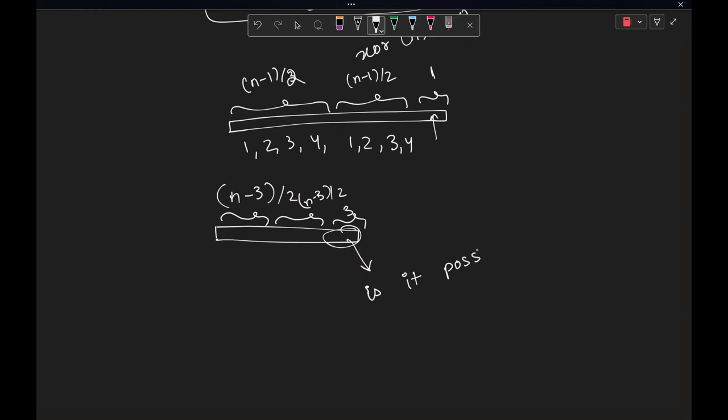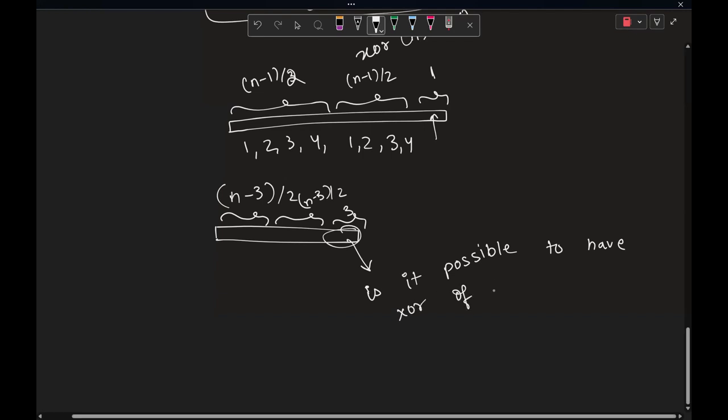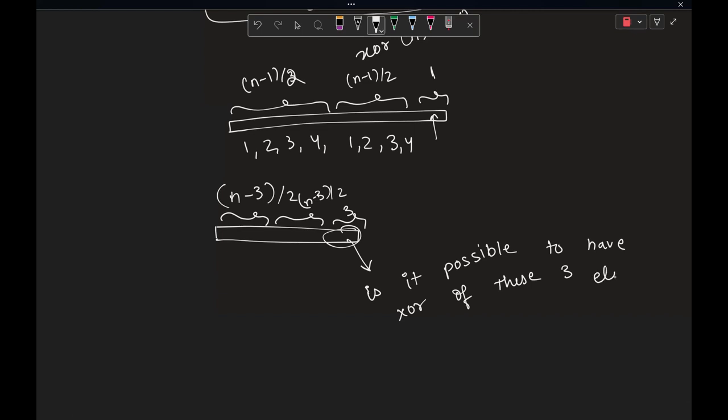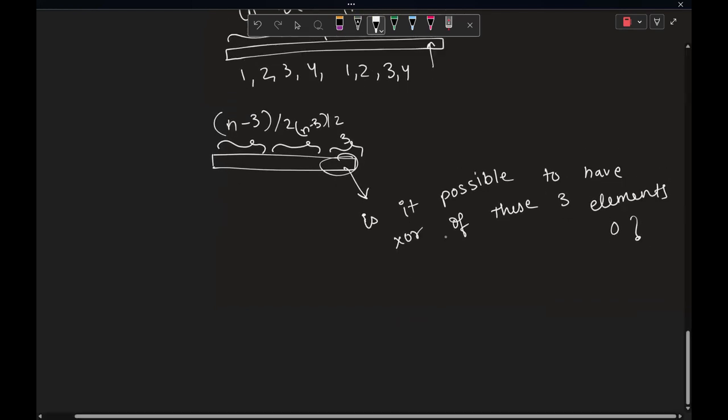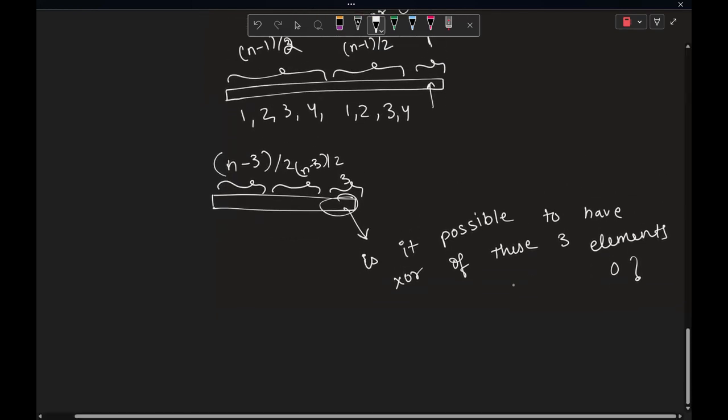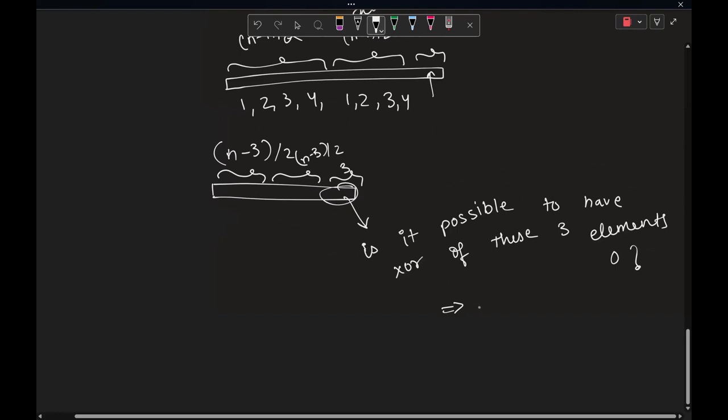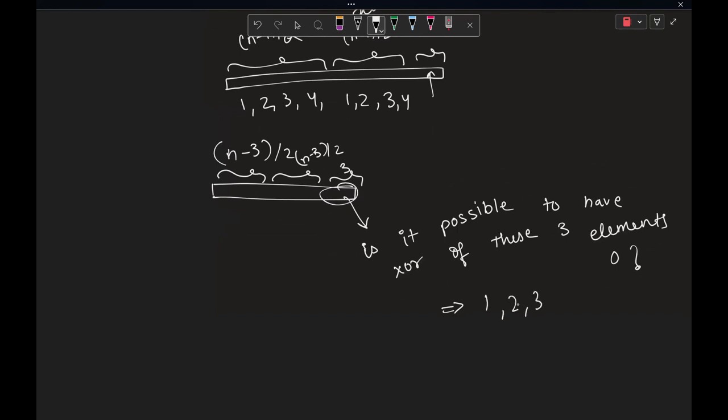Is it possible to have XOR of these 3 elements, or basically integers, be 0? Can you think of 3 elements having XOR 0? In my case, it was instantly in my head that I can pick up 1, 2, 3. They will have their XOR equal to 0.